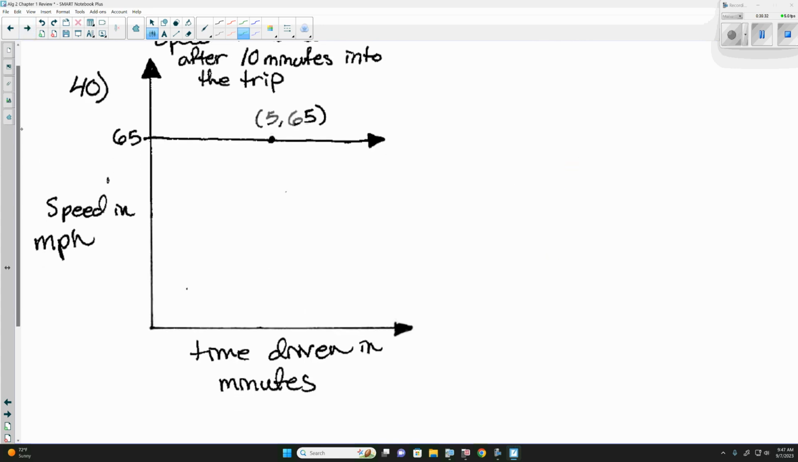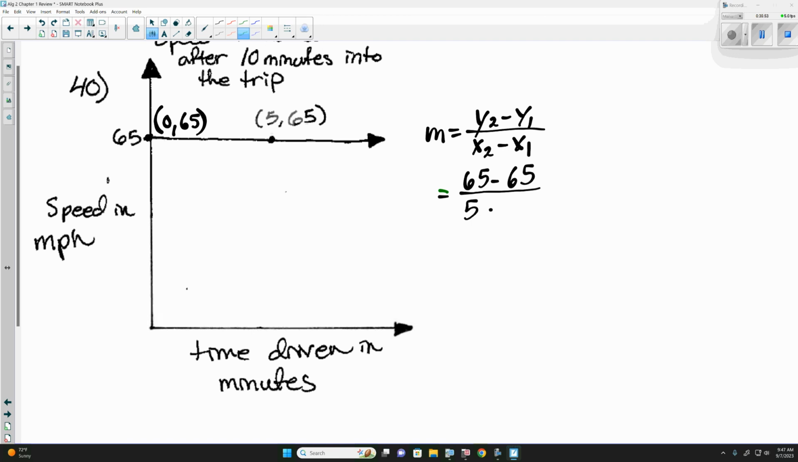Yes. So would that be 65, 0? Other way. 0, comma, 65. Y goes second, x goes first. Now the slope, y2 minus y1 over x2 minus x1. Well, our two y values are 65 and 65. X is always first, y is always second on a point. So 0, 65: x is 0, y is 65.